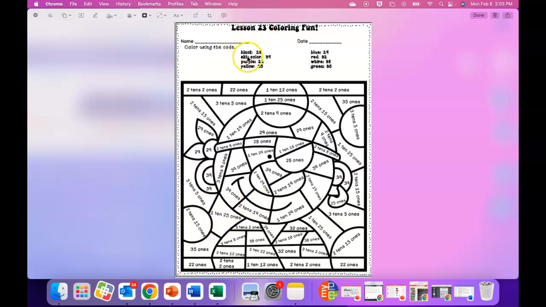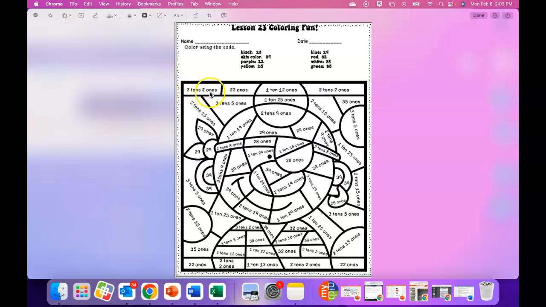This is going to be a color by answer, okay? So you will see that there are different colors here and then there are numbers next to those colors. So you can work with a partner or you can work by yourself, but you're going to look at the box or the shape down here and you're going to figure out what number that equals.